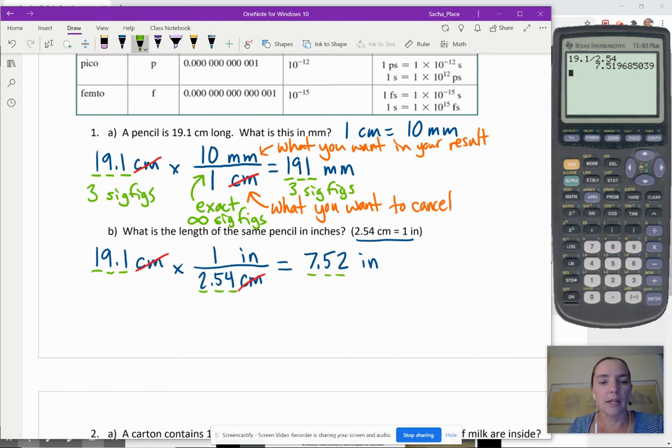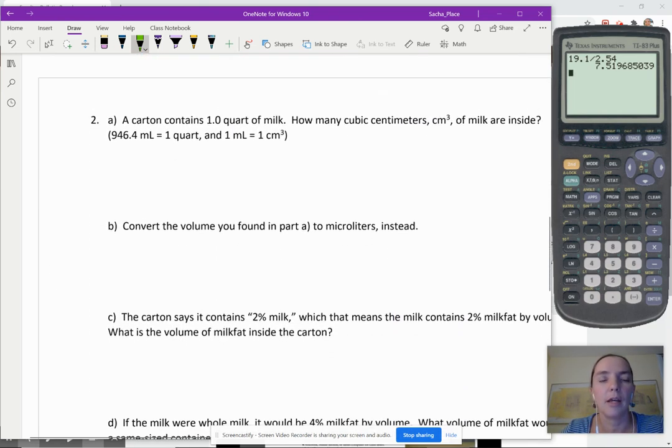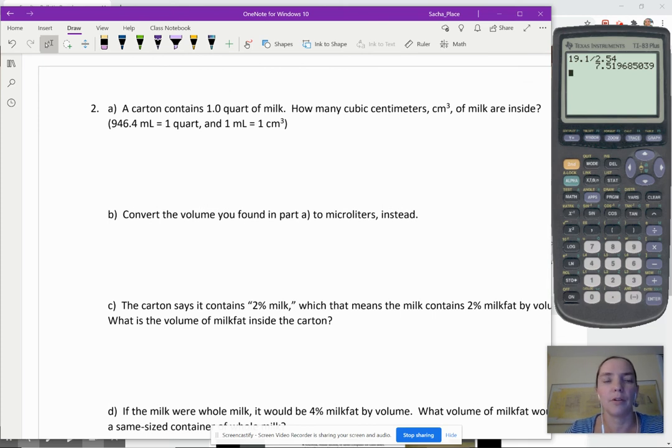All right, we're going to go on to the next page, and this is where we're going to do unit conversions that require more steps. So again, you can pause this and try this problem on your own if you like. So a carton contains 1.0 quarts of milk. So I'm going to write that down. I'm always going to start by writing what I know. How many cubic centimeters of milk are inside?